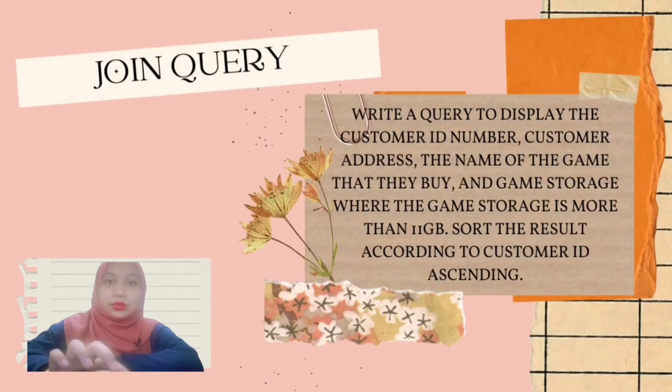Okay, the fourth question. Write a query to display the customer ID number, customer address, the name of the game that they buy, and game storage where the game storage is more than 11 GB. Sort the result according to customer ID ascending.